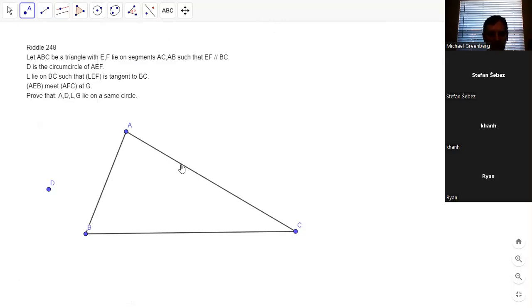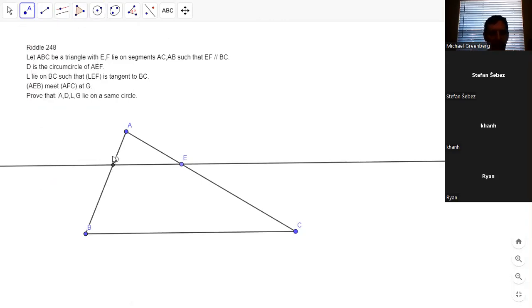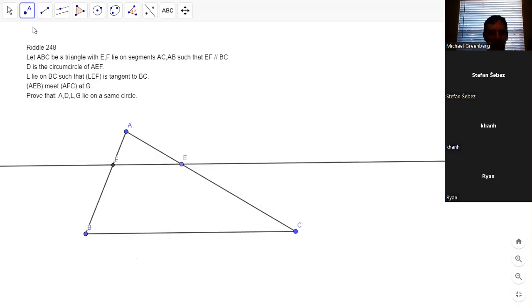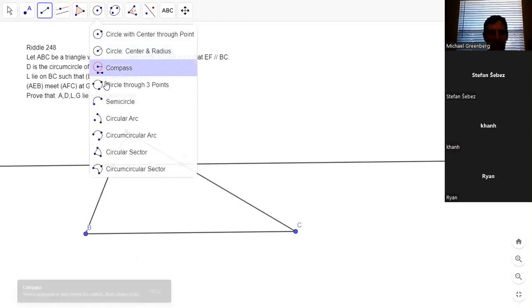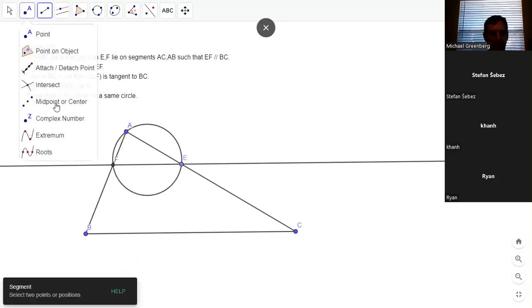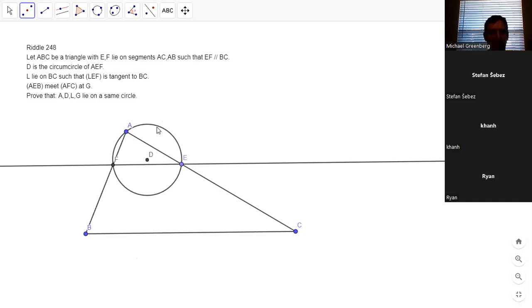E is on AC and F is on AB. And EF is parallel to BC. And then we have the circumcircle of AEF. Then we draw the circle, and B is the center. And L is on BC such that the circumcircle of LEF is tangent to BC.